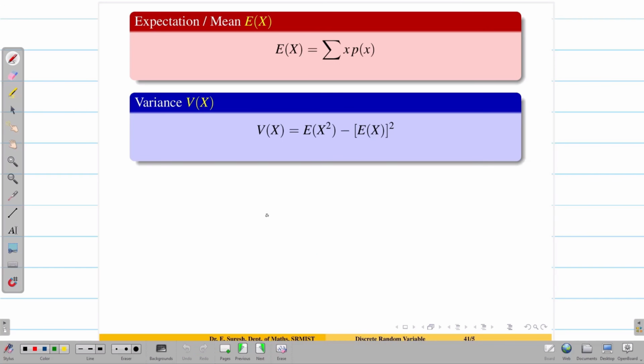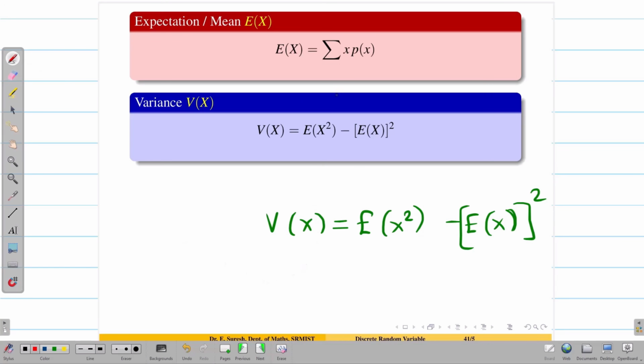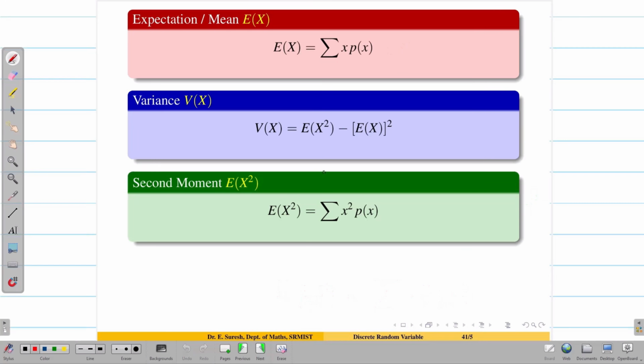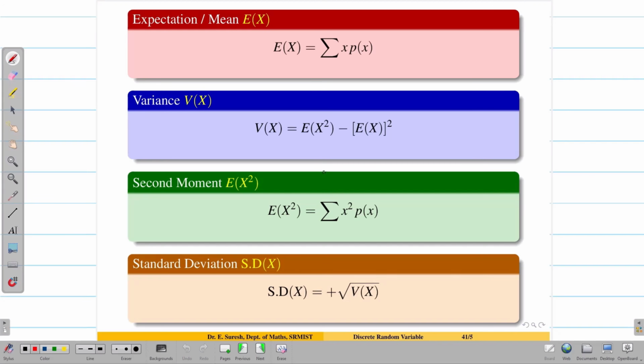Next, they will tell you to find variance. Variance of x is E of x square minus E of x whole square. To find the variance, we need both of these. We know E of x is summation x into probability of x, and E of x square is very simple, summation x square into probability of x. And we can easily find this from the given table. And sometimes they will ask standard deviation of x. It is the positive square root of variance of x.